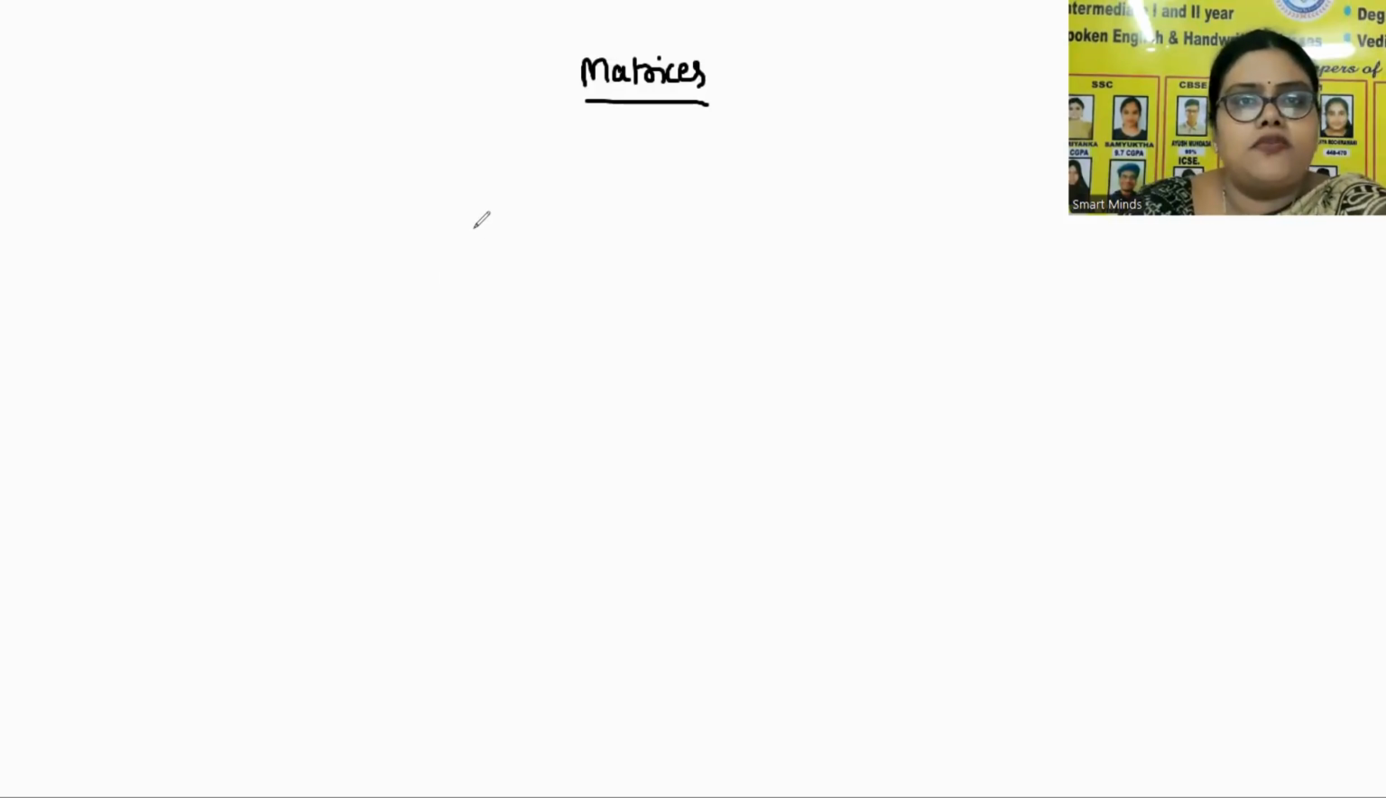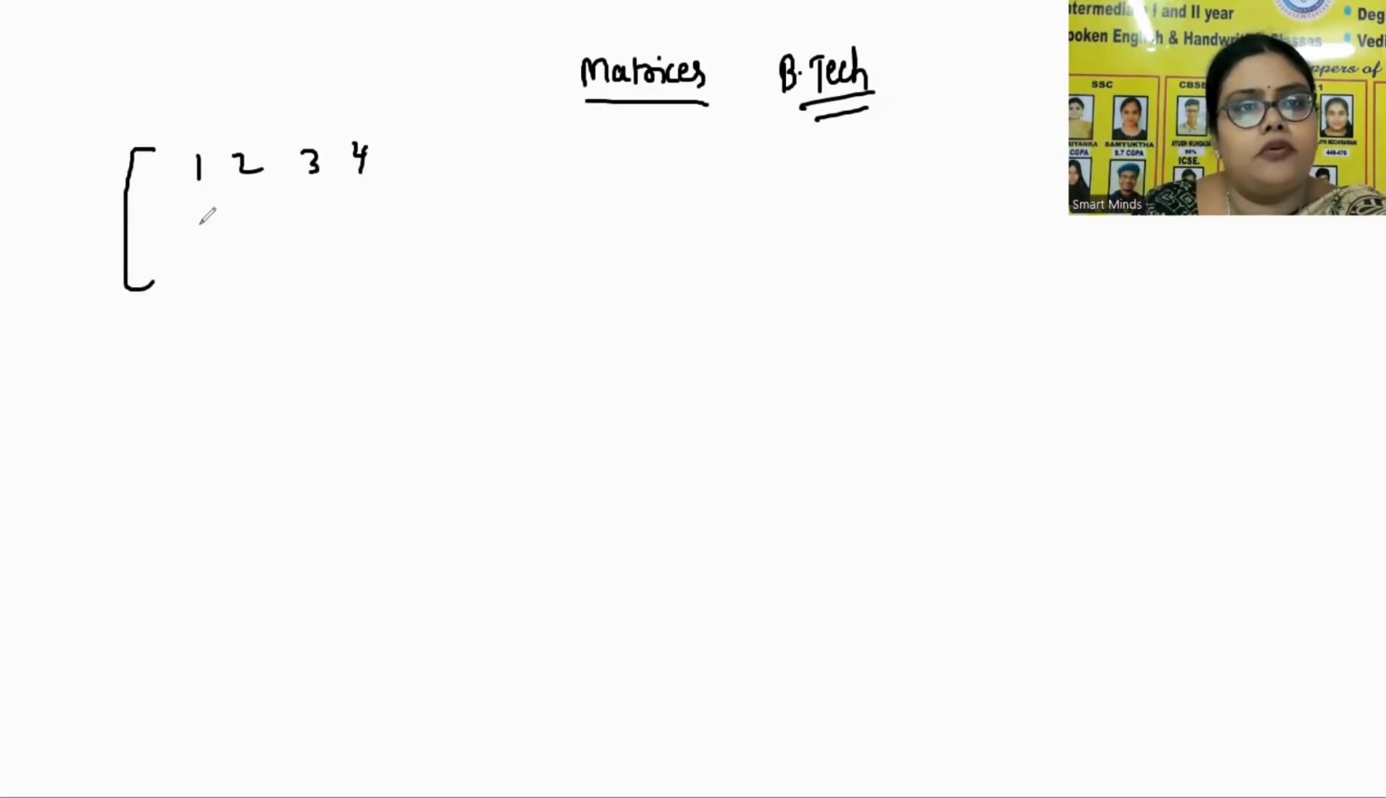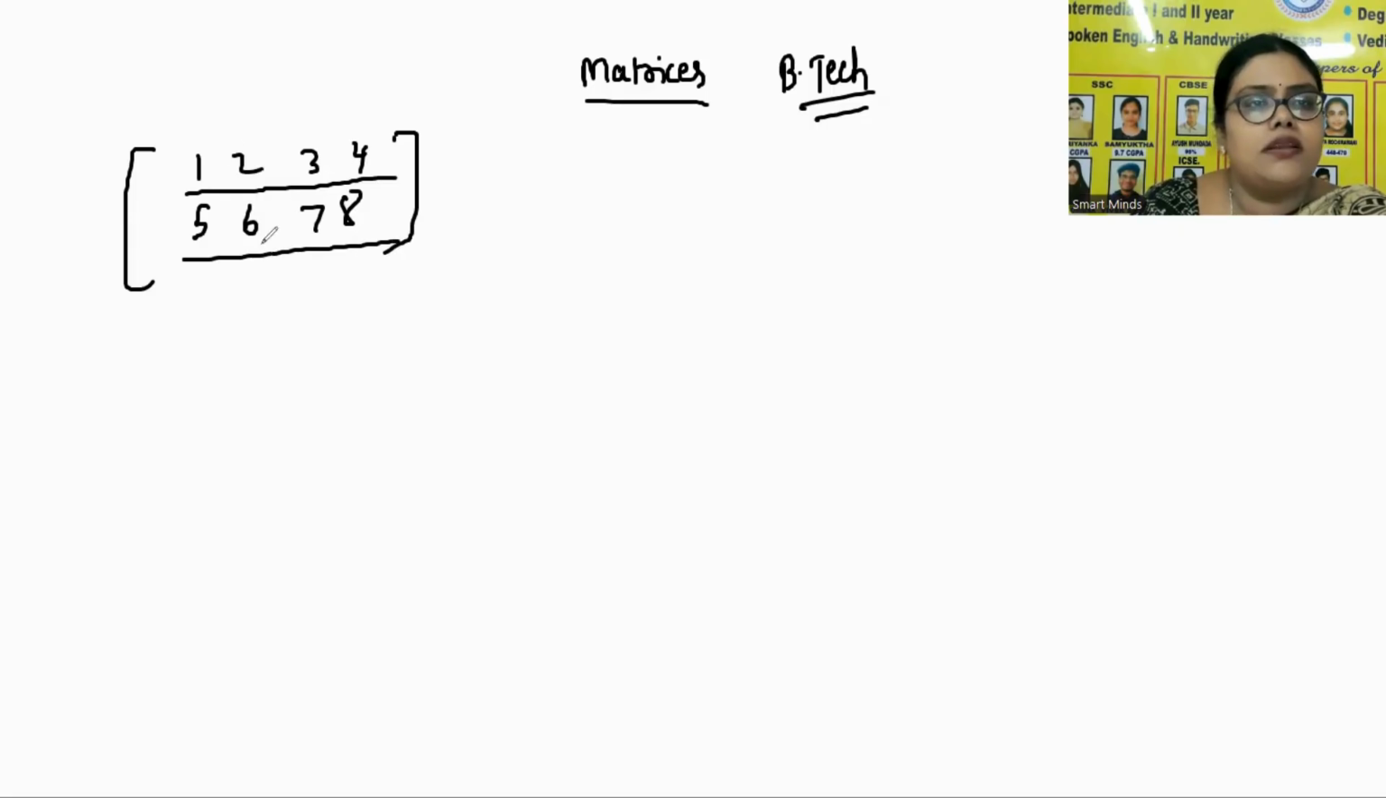So in today's class, we will continue with matrices for BTech. As you know, an array of elements is a matrix, like 1, 2, 3, 4, 5, 6, 7, 8. This is a matrix. The horizontal ones are called rows and the vertical ones are called columns. In this matrix, you have two rows and 1, 2, 3, 4 columns. So we write it as 2 by 4.